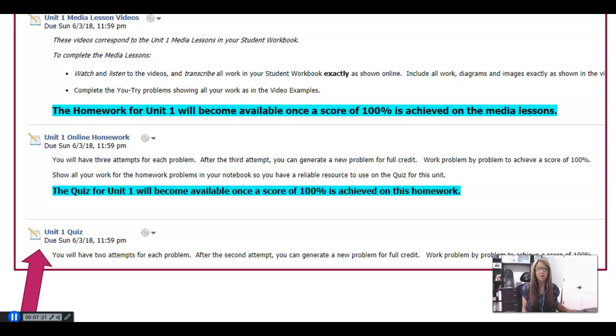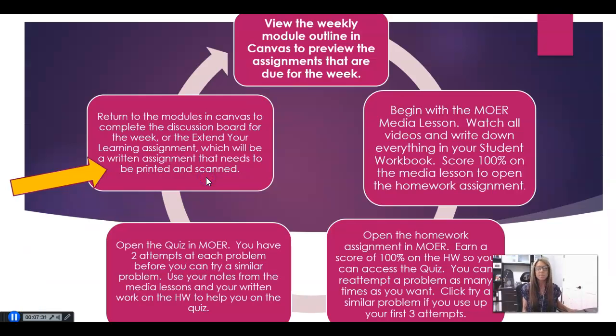This course builds upon itself. By scoring 100% on all your assignments, you are reaching that mastery level learning that's going to help you be successful through the rest of the course and in your next math course.